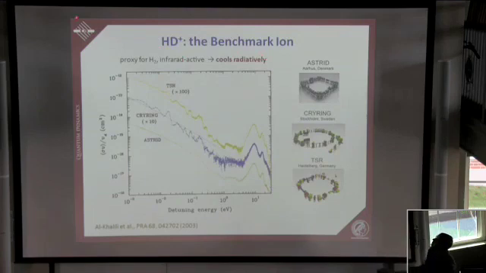This is the HD plus ion. This is an ion that's often used as a proxy for H2. The advantage is that it's infrared active. It has a dipole moment. That means it cools in our storage rings, while H2, if we inject it internally excited, it will just stay there and sit there. Nothing will happen because it doesn't have a dipole moment.